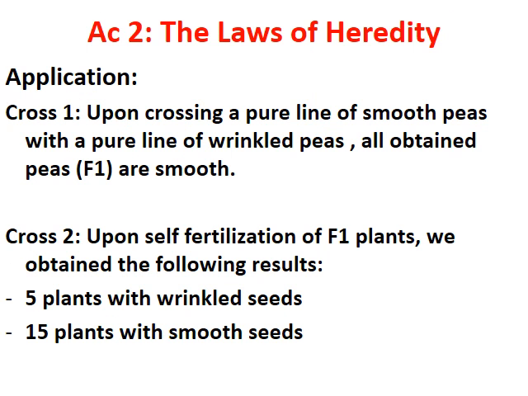So moving to activity 2, the laws of heredity. Application: upon crossing a pure line of smooth seeds with a pure line of wrinkled seeds, all the obtained generation F1 are smooth. So what can we deduce here? That the smooth allele is dominant over the wrinkled, which is recessive. Cross 2: upon self-fertilization of F1, meaning that F1 is crossed with F1, we obtain the following: 5 plants with wrinkled seeds, 15 plants with smooth seeds.